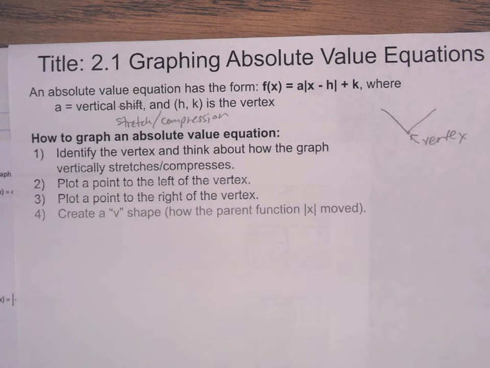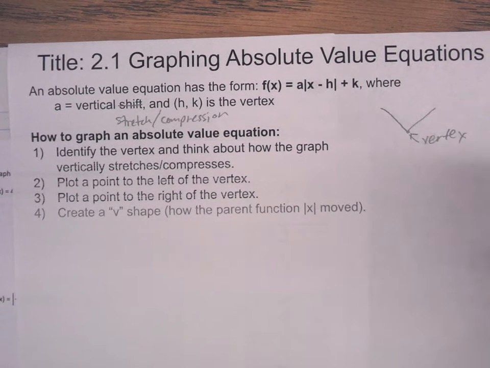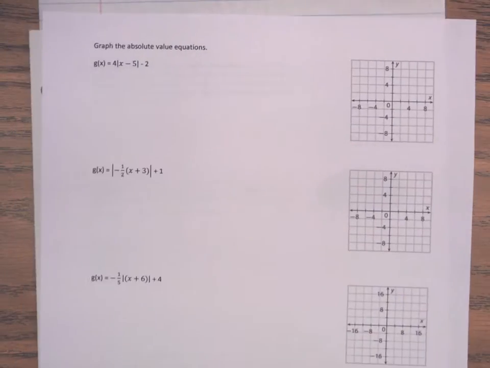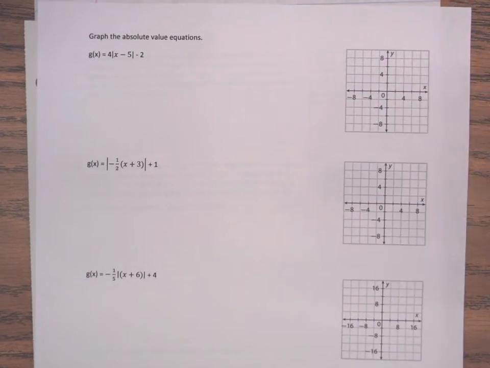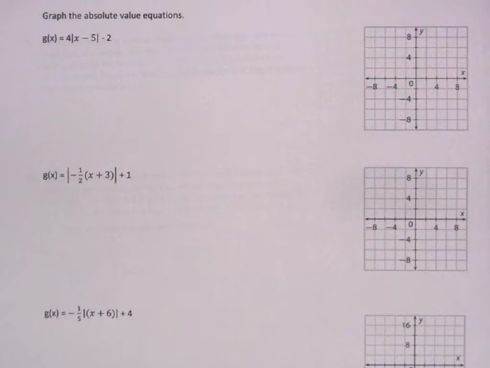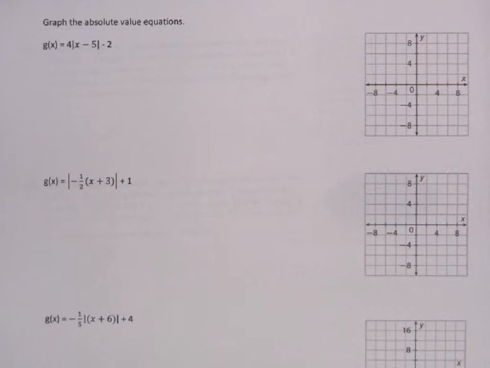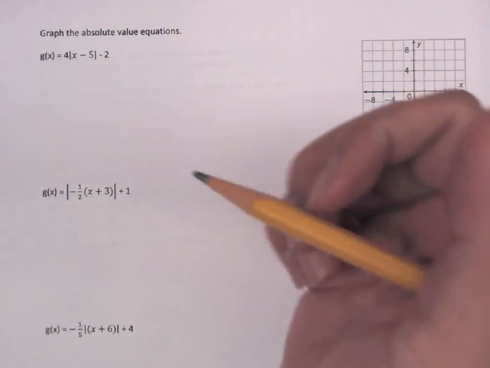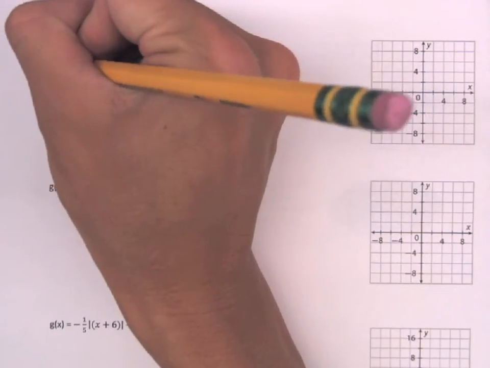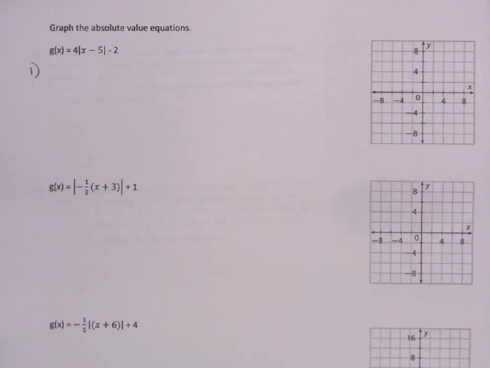Okay, so enough of me talking. Let's try to go to an example. Okay, graph the absolute value equations. So if you want to graph the absolute value equations, basically what we're going to do is I'm just going to do this by steps. So step 1, identify the vertex.